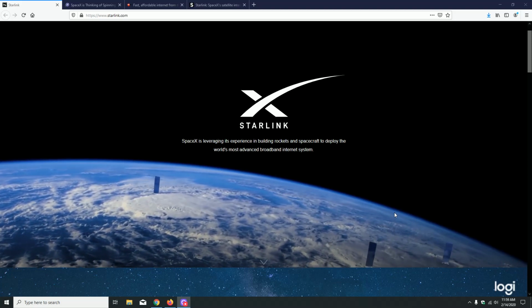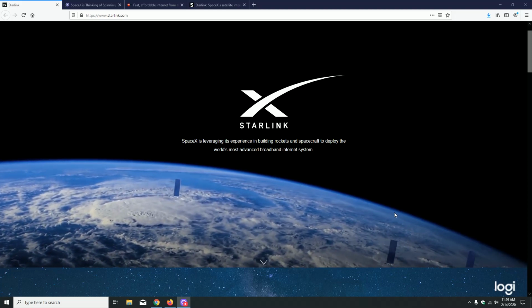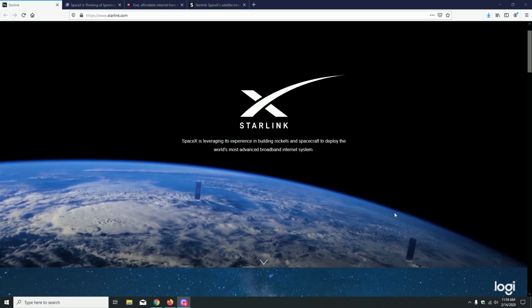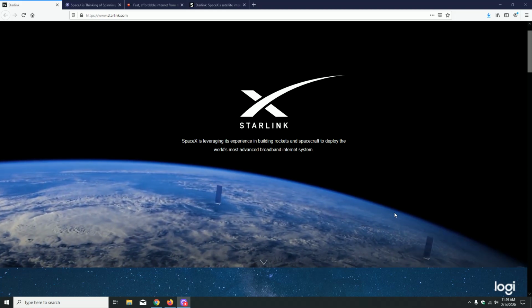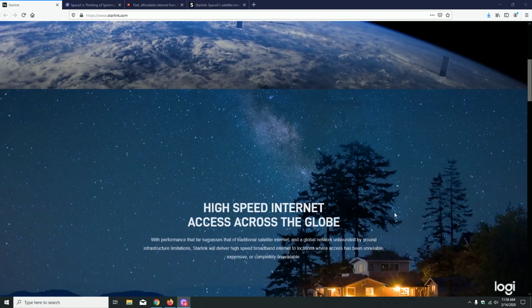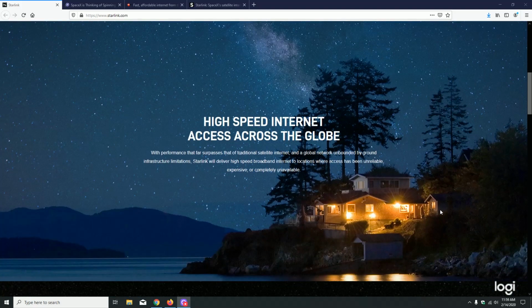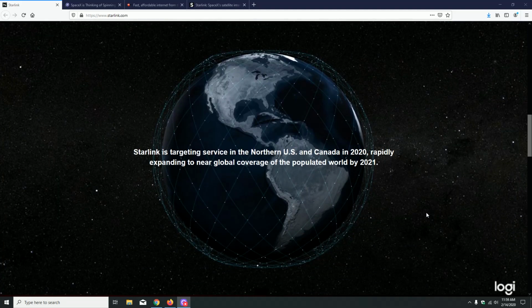SpaceX is leveraging its experience in building rockets and spacecraft to deploy the world's most advanced broadband internet system. High-speed internet across the globe, with performance that far surpasses that of traditional satellite internet and a global network unbounded by ground infrastructure limitations, StarLink will deliver high-speed broadband internet to locations where access has been unreliable, expensive, or completely unavailable. StarLink is targeting services in the northern U.S. and in Canada in 2020, rapidly expanding to near global coverage of the populated world by 2021.